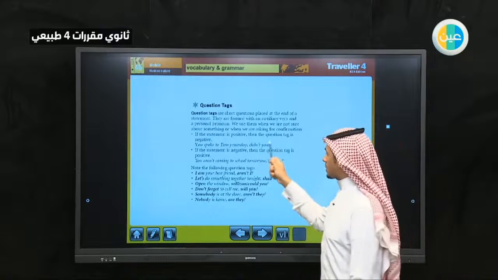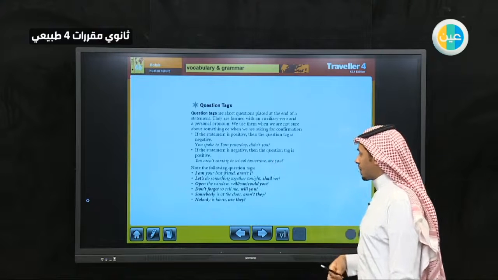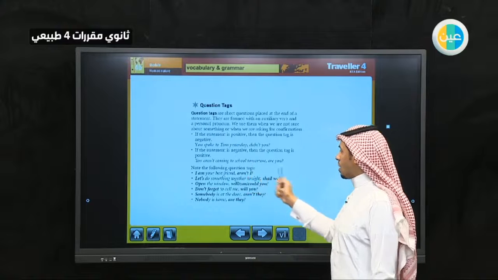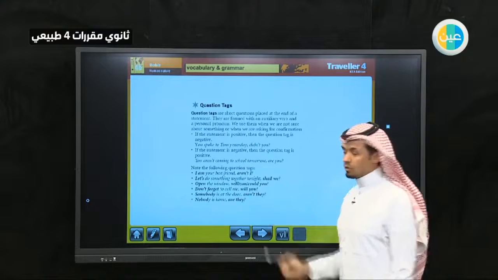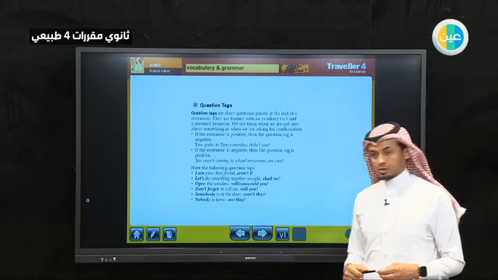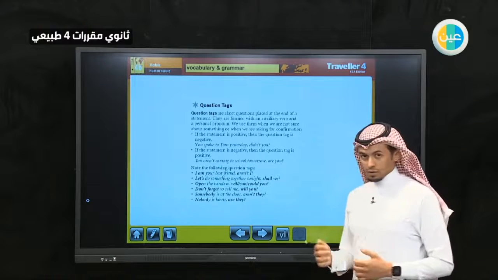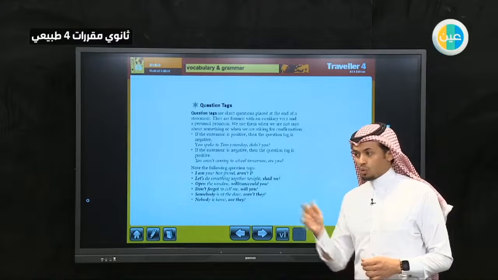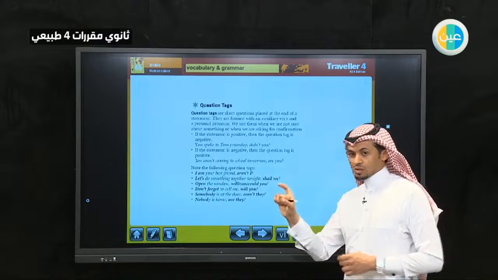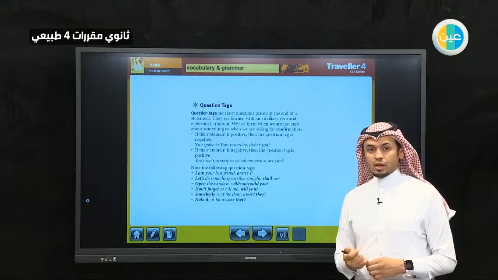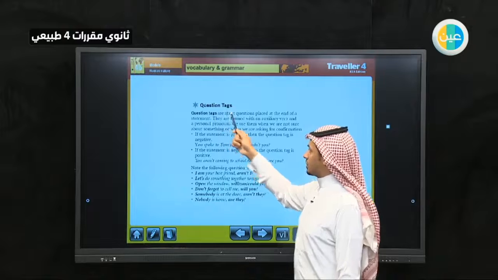How do we form these questions? You are not coming to school tomorrow, are you? What's the structure that we use to form these questions? This car is beautiful, isn't it? So we use a short question at the end that we call question tags.